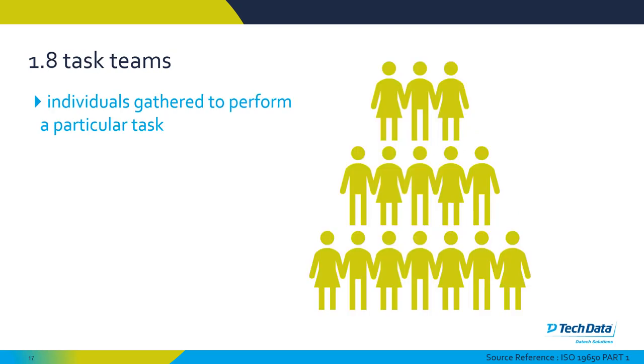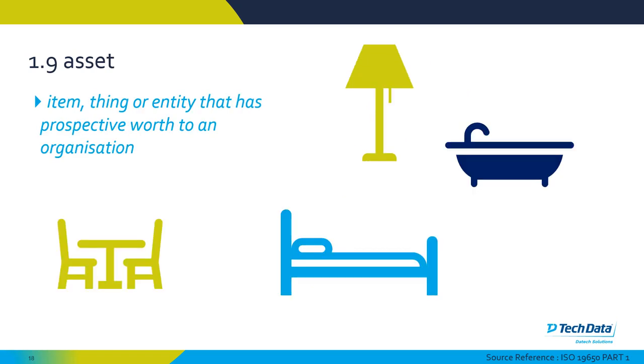Then you have the task teams, which are the individuals that are brought together to perform a particular task. So to design a building, or to design the earthworks, or to design the drainage system. These are your task teams, whether it's civil engineering, structural, or architectural.